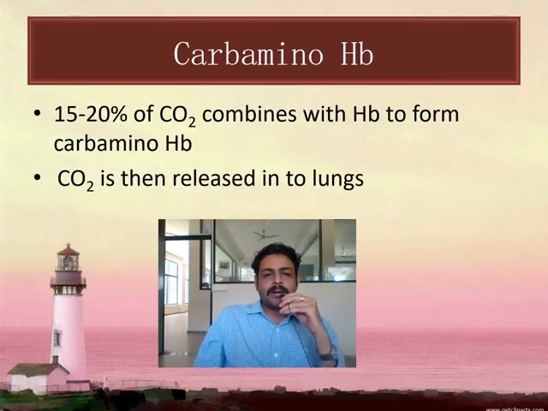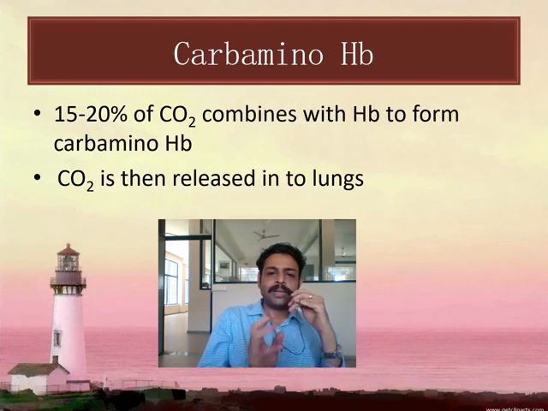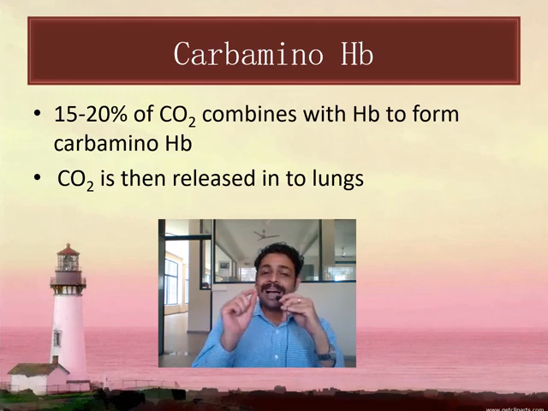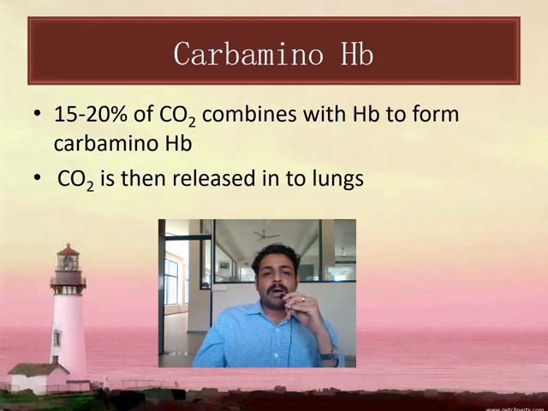Another method of transport of carbon dioxide is as carbamino hemoglobin. 15 to 20% of carbon dioxide combines with hemoglobin to form carbamino compounds of hemoglobin. CO2 combines with the amino acids of the hemoglobin protein to become carbamino hemoglobin. Inside the lungs, this dissociates and the carbon dioxide is released into the lungs.